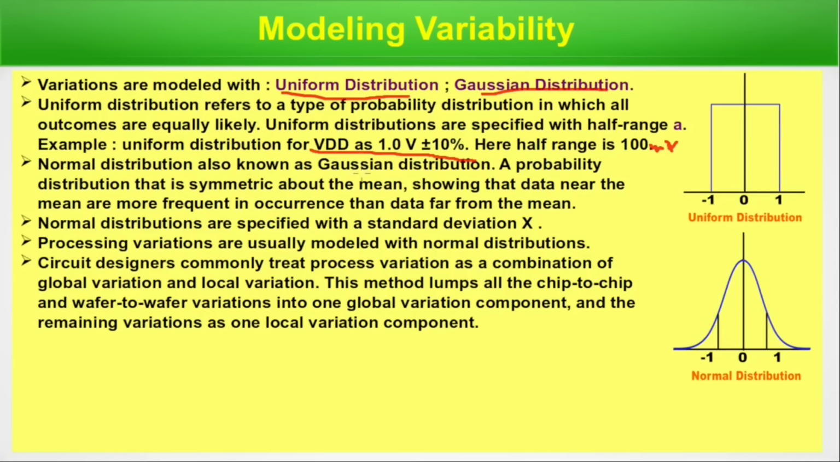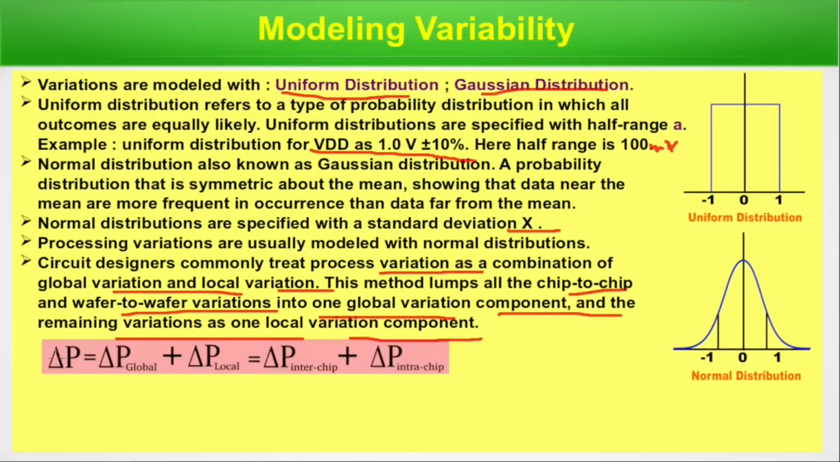Normal distribution, also known as Gaussian distribution, is a probability distribution that is symmetric about the mean. This is the Gaussian distribution, and it is specified with a standard deviation. Processing variations are usually modeled with normal distribution, and circuit designers commonly treat process variations as a combination of global variation and local variation. This method lumps up all the chip to chip and wafer to wafer variations into one global variation component, and the remaining variations are one local variation component, like this.